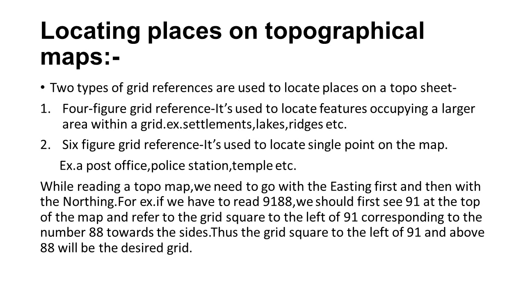For example, if you have to read 9188, we should first see 91 at the top of the map and refer to the grid square to the left of 91 corresponding to the number 88 towards the sides. Thus, the grid square to the left of 91 and above 88 will be the desired grid.